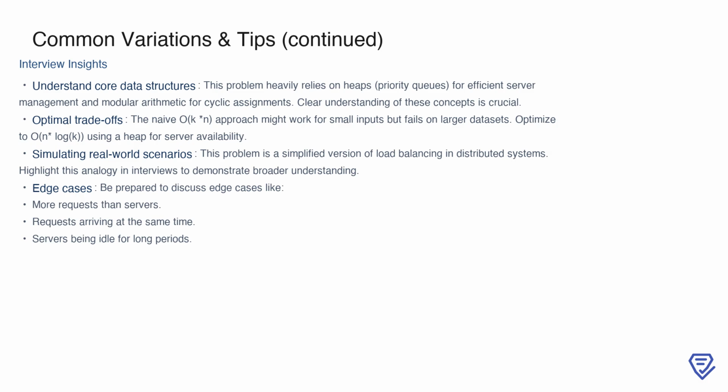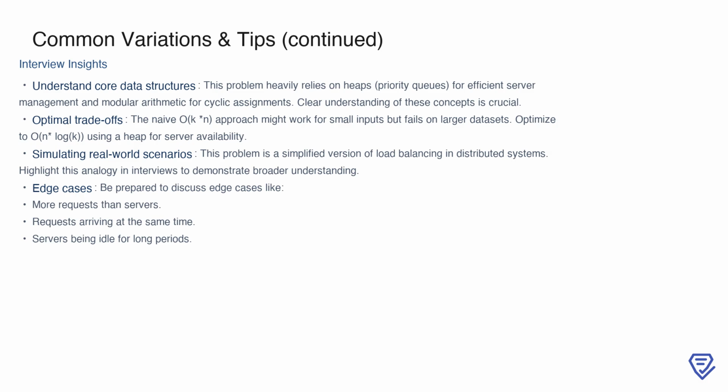Now, let's focus on some key insights that can help during interviews. A deep understanding of the core data structures is essential. For example, heaps, or priority queues, are critical for managing servers efficiently, and modular arithmetic is fundamental for cyclic server assignment. It's also important to discuss optimal trade-offs. While a naive O(k*n) solution might work for small inputs, it's not scalable for larger datasets. Optimizing to O(n*log k) using a heap makes the solution much more efficient.